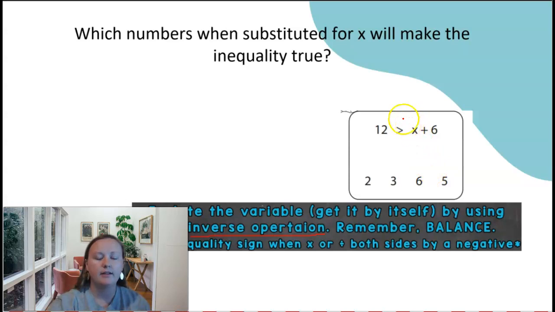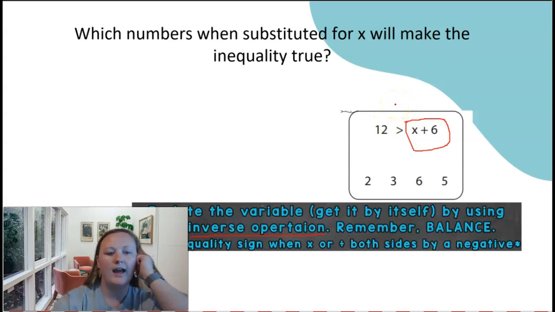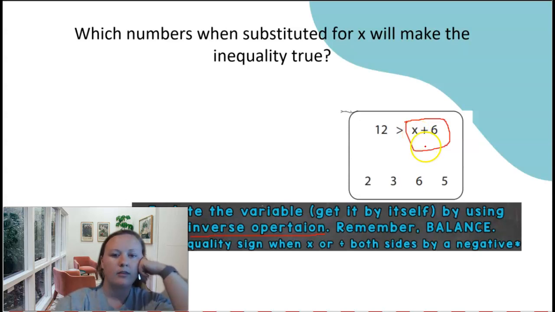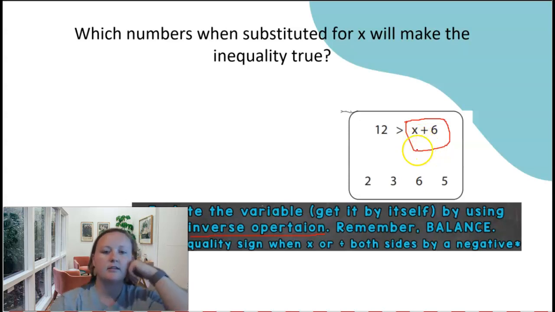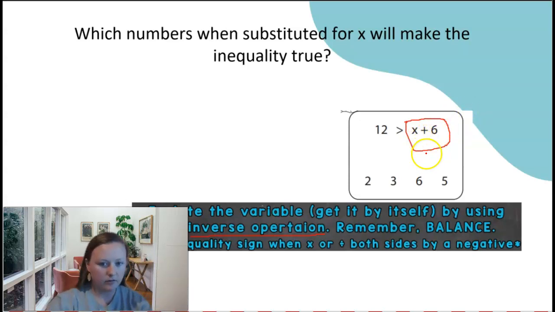Because we want to isolate the variable, we want to get X by itself. So the first thing we're going to do is look at X and see how we can get X by itself. Well, we have X plus 6. So to get X by itself, let's take this 6 away, because 6 minus 6 equals 0. So we're going to take that 6 away. Now we have X by itself.